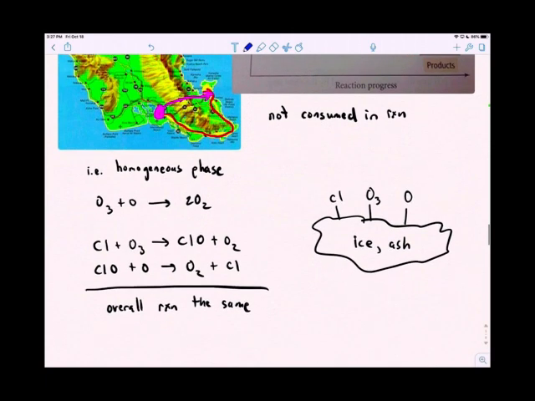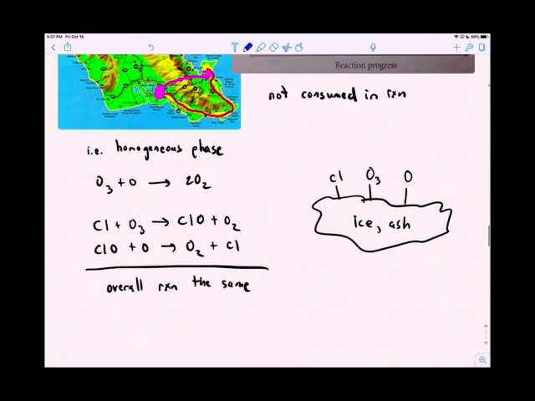It used to be believed with ozone depletion that it was a homogeneous phase. If you see here, that's the uncatalyzed pathway, O3 plus O makes 2 O2. That's the same as this graph up here. It was believed that chlorine reacts with ozone to form ClO, and then ClO reacts with oxygen radical to form O2.